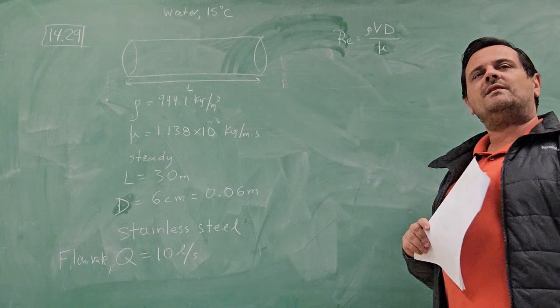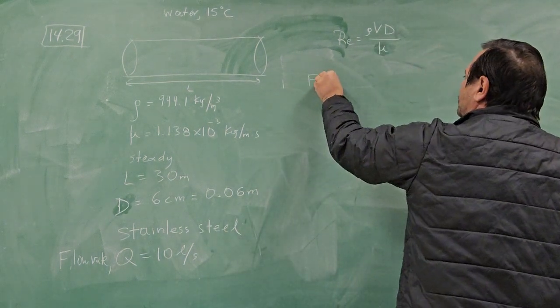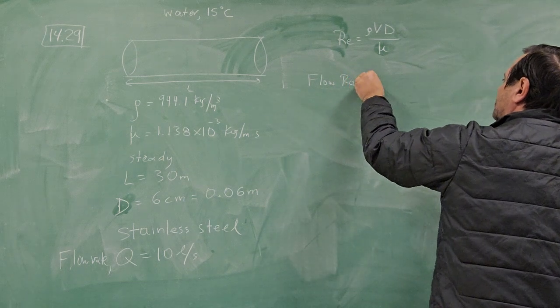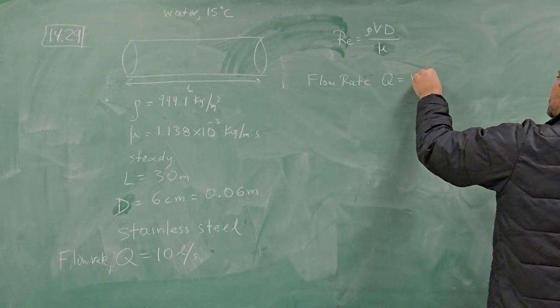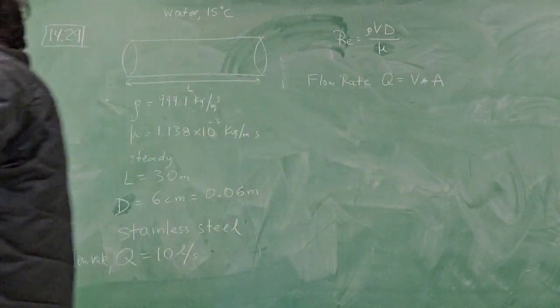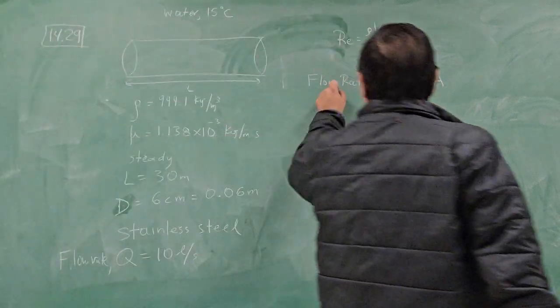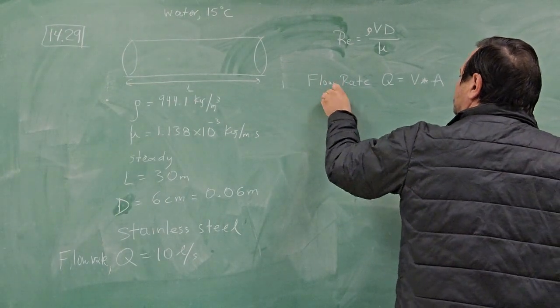How are we going to find the velocity in the pipe? Since we know the flow rate, remember the flow rate Q equals what? V times A, very nice. This formula I would like you to write or highlight so you can use it during the exam. Normally I should give it to you, but just in case I forget, make sure you have it written. Q equals V times A. That's the flow rate.